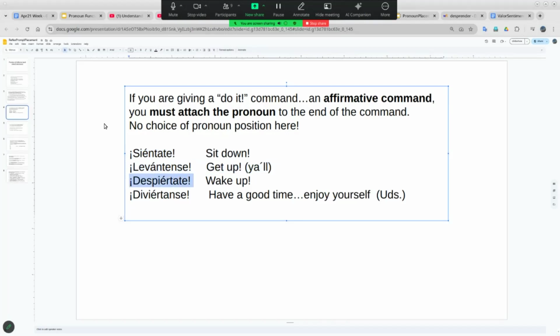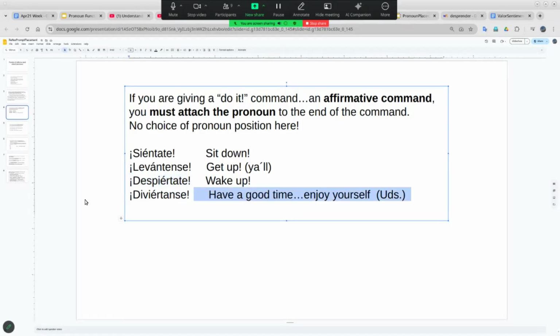You tell somebody, hey, wake up. That's a reflexive. Despiértate, and we have to slap it onto the end. Despiértate, right? Te despiertas is a fact. You're waking up. It means it's really happening. You knock on the door, open it a crack, and yell at the person, despiértate. It means you're telling them to get up now, to wake up, right?